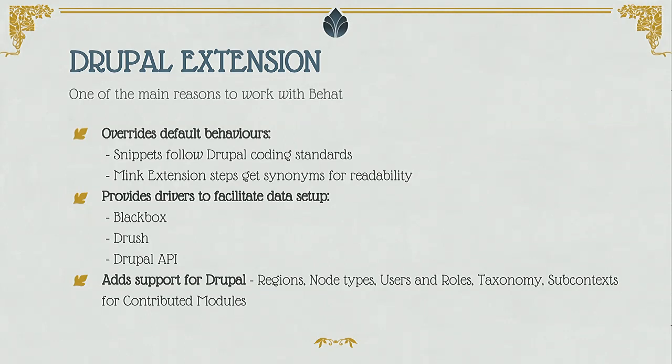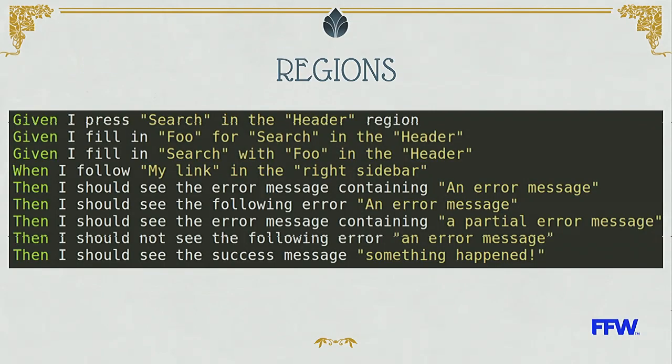We've got already written functions for what it means in Drupal to clear cache, for example, what it means to create a node from an article content type, what it means to create a user, what it means to be authenticated or not, and stuff like this. I will show you some examples after this, but actually the Drupal extension gives us a lot, if you want to work with Behat and with Drupal, of course. So here are some examples.